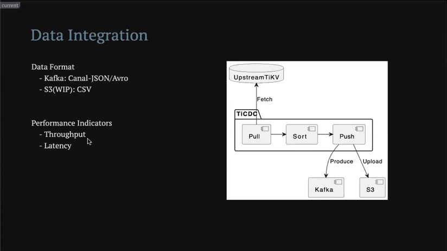In this scenario, we also need to focus on two performance indicators. The first one is throughput. It means how much data we can replicate per second to the downstream. The second one is latency. It means how big the lag is between the upstream and downstream systems. Some users really care about the latency because they want the data to be as fresh as possible.